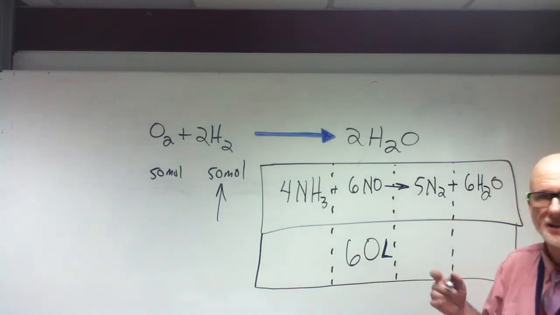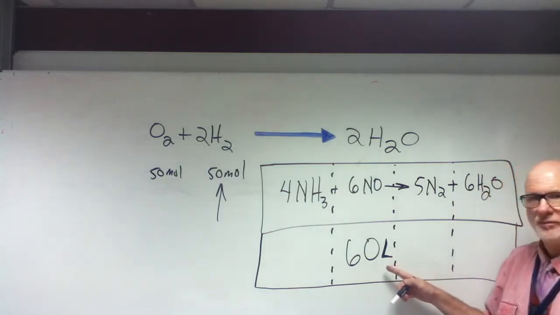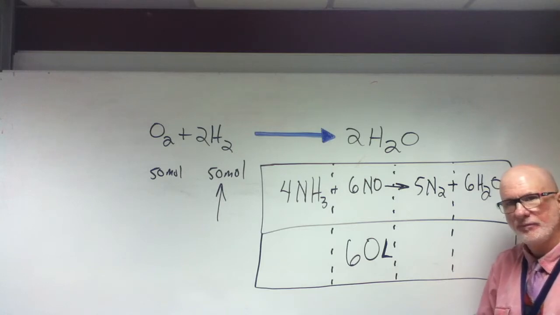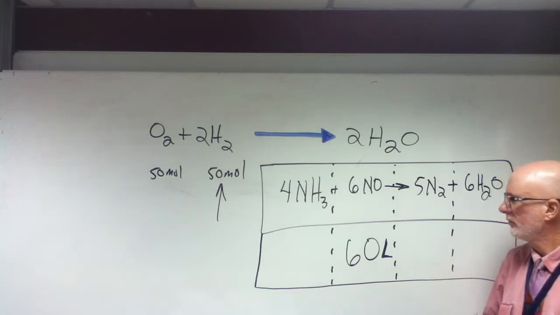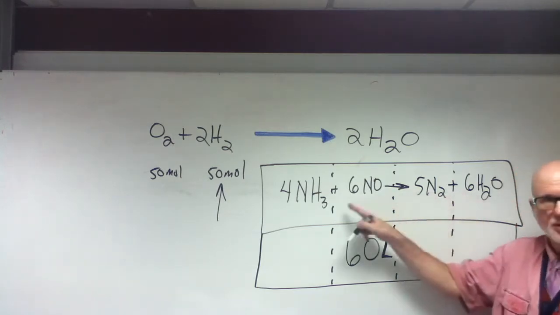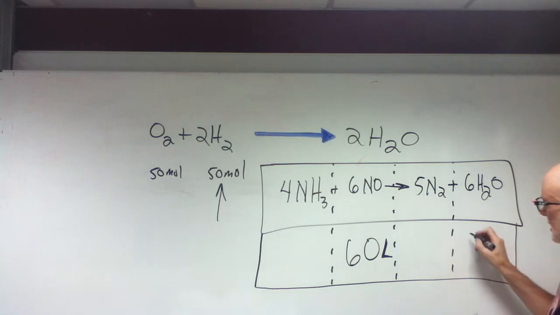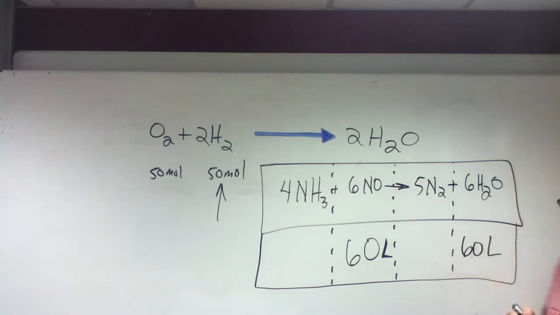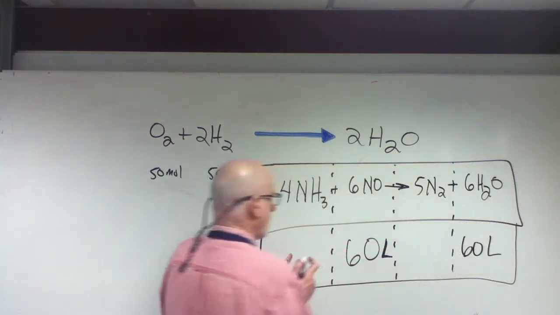What is it based on? Yes, Kaylee. Wouldn't it be 60 liters of water as well? That's right. 6 to 6 is 1 to 1. Good. 60 liters of water as well. Excellent. Will? The one on the left, ammonia, would be 40 liters. So this would be 40.